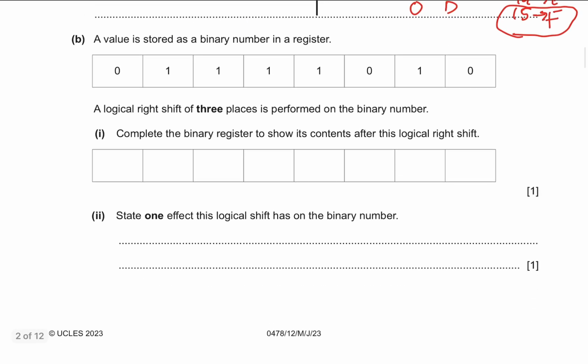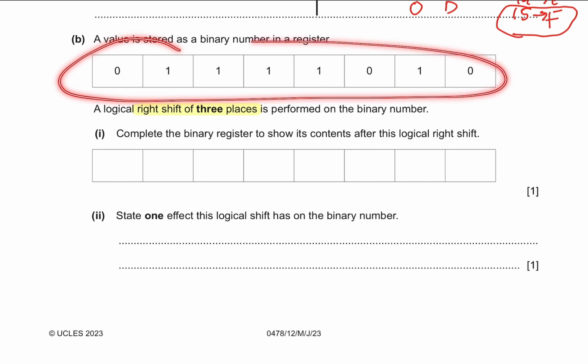The next part of the question says a value is stored as a binary number in a register. A logical right shift of 3 places is performed on the binary number. Complete the binary register to show its contents after the logical shift. So this number is already given to you, a binary number. You have to perform a logical right shift of 3 places.